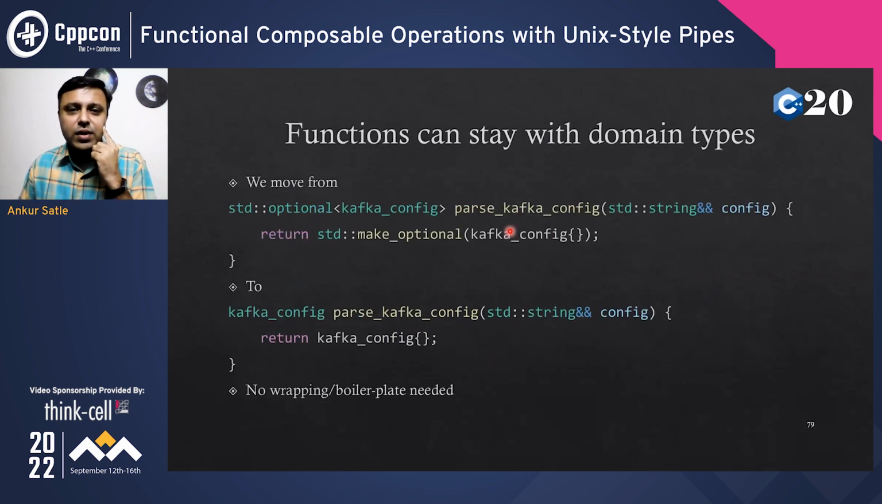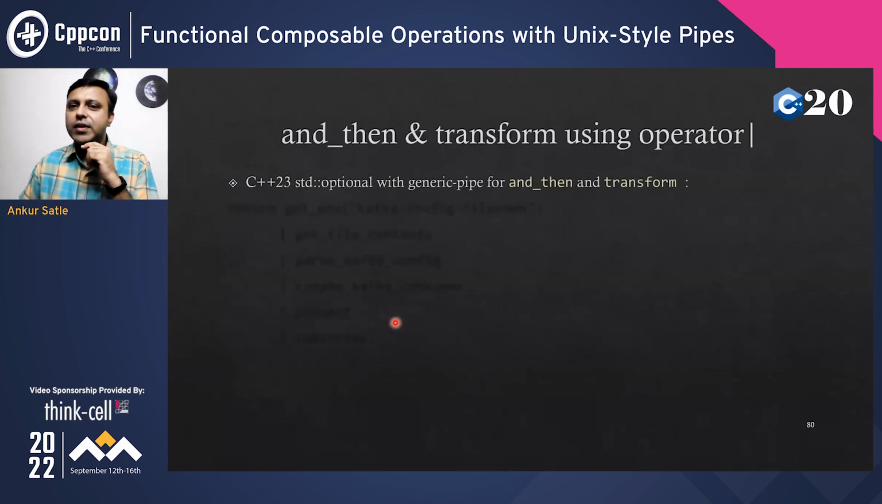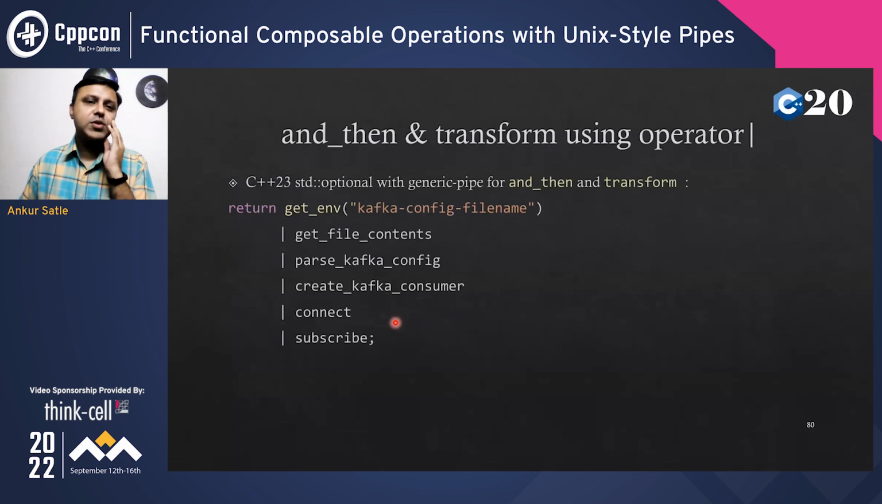So now we come to the parse Kafka config, and we don't have to implement it as something that returns an optional. It can just return the type itself, because now we have the operator implementing for transform also, and we have this C++23 code, but it is still working in C++20. Despite we starting from C++23, which is a plus that you can work on something which is, you can already work in that domain.